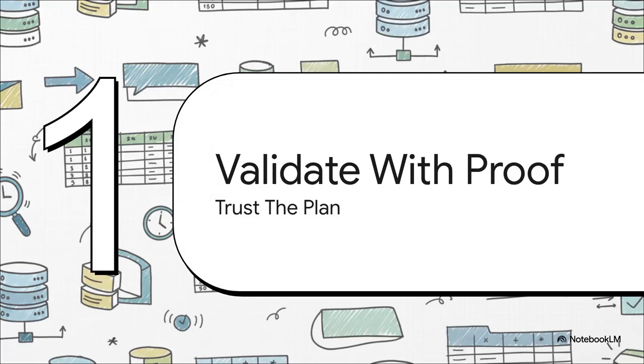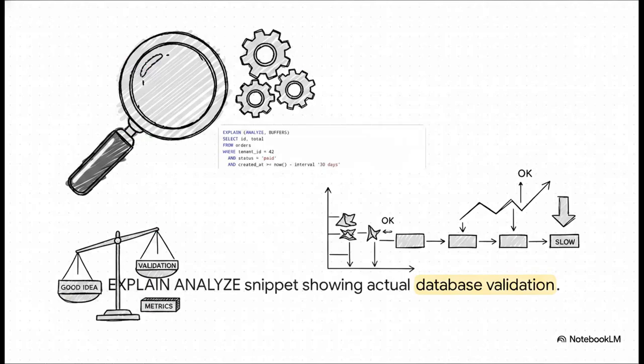Finally, Part 6. Validate with proof. Trust absolutely nothing but the execution plan. Here is the hard truth about database administration. Your intuition is never enough. Validating your theories with EXPLAIN ANALYZE is completely non-negotiable.